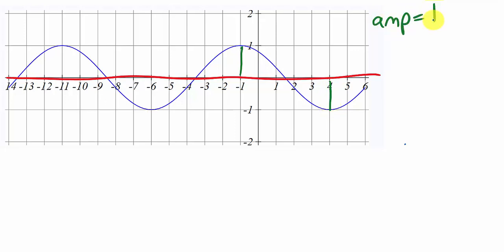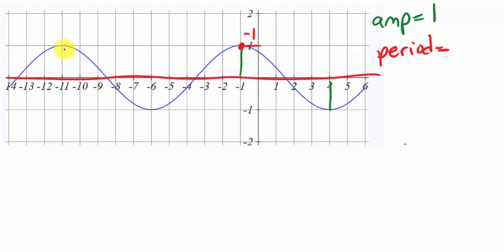Now we need to decide if we want to do a sine or a cosine, and I know that at 0 cosine is normally 1, so I can see that this shift is just over 1 to the left. So I'm going to use a cosine graph, and it's going to have a phase shift to the left 1. Now I also need to determine the period, so let's look at the period.